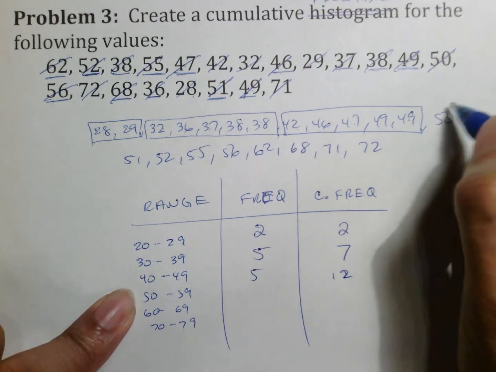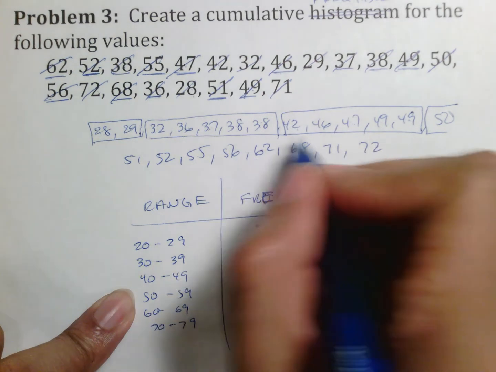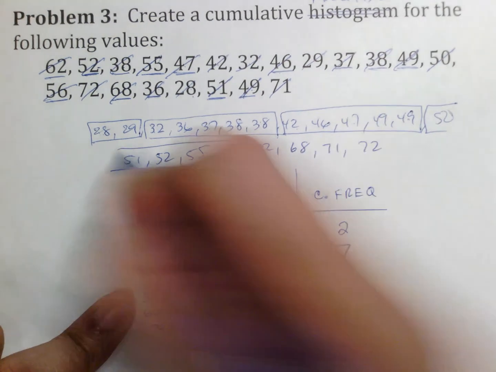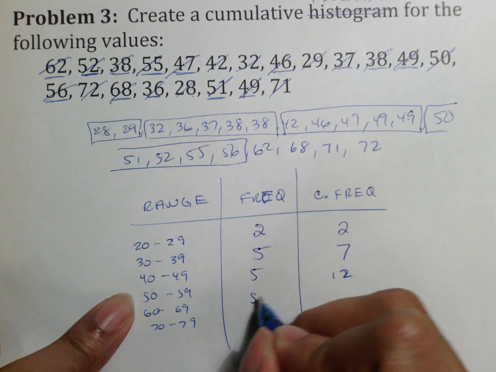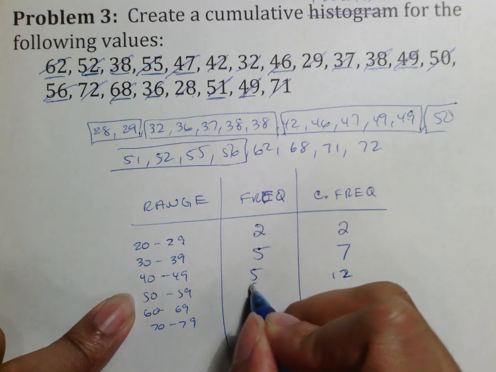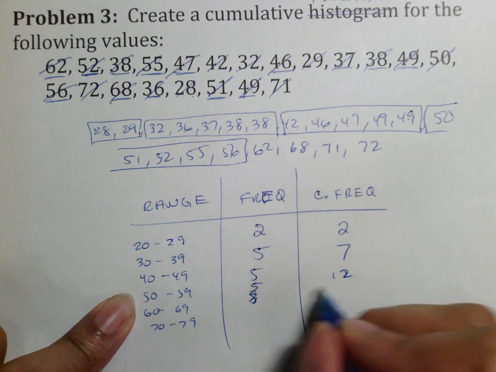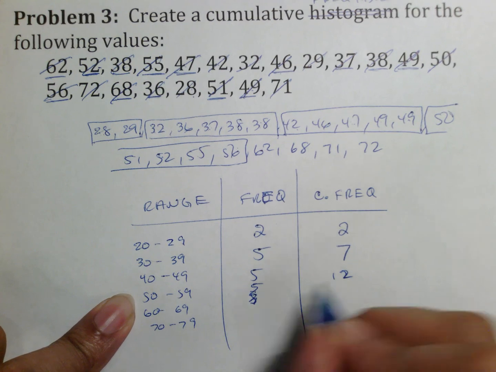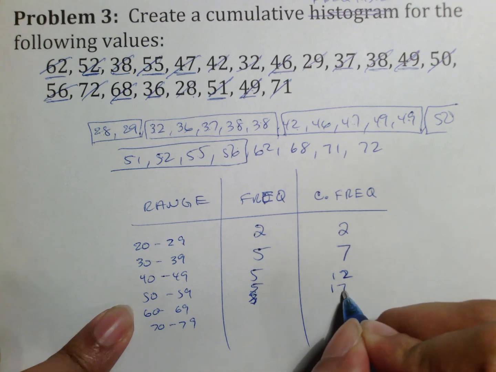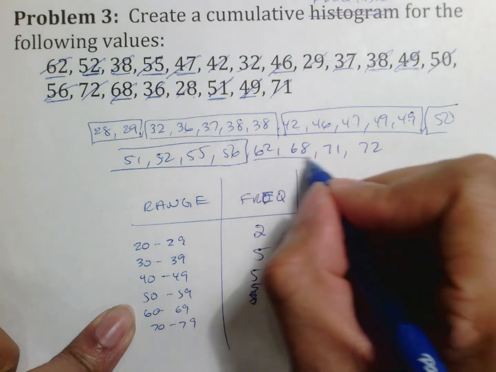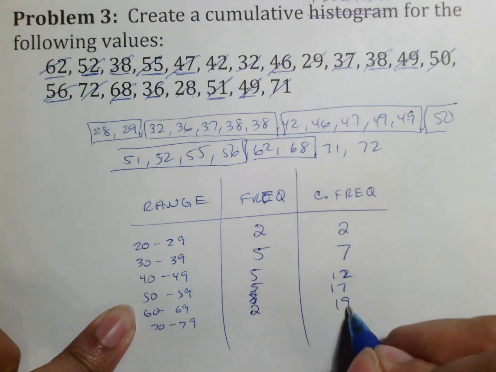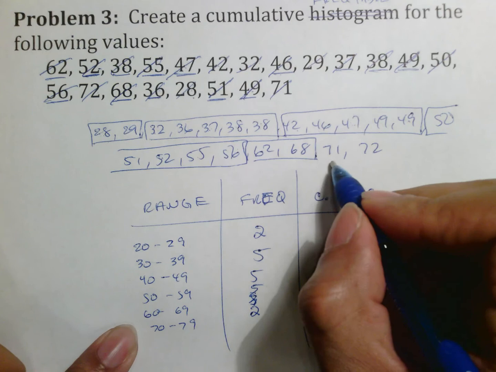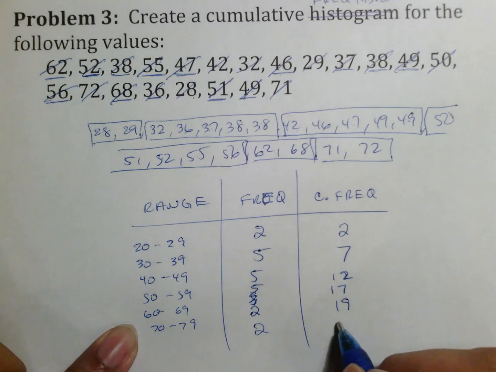50 to 59 starts here, ends there. There's 1, 2, 3, 4, 5 pieces even there. I need to make sure that's lined up. So again, cumulative frequency says if I had 12 and I added 5 more, that's 17. 60 to 69 is this piece right here. There's 2 more parts there, making it 19 pieces altogether. And then 70 to 79 is 2 more parts, which makes 21.